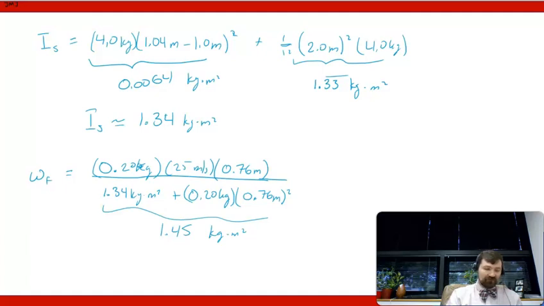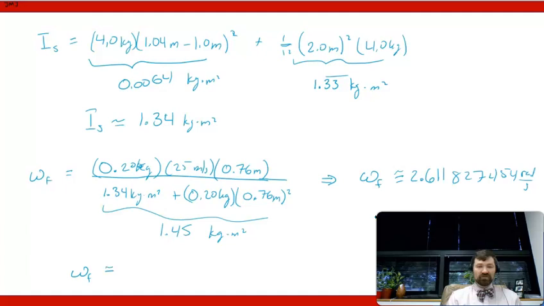So that ends up giving us an omega of 2.611827454. We'll write the whole thing out: 2.611827454 radians per second. And obviously we only want to retain maybe two significant figures worth of that. So this is 2.6 radians per second for the final speed.